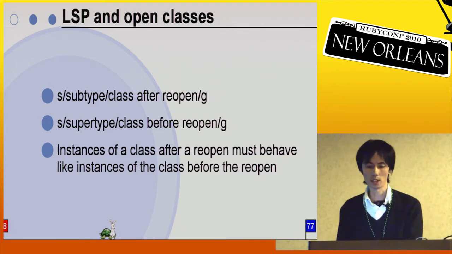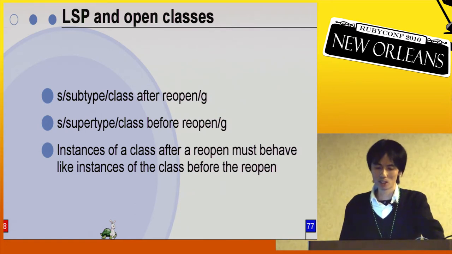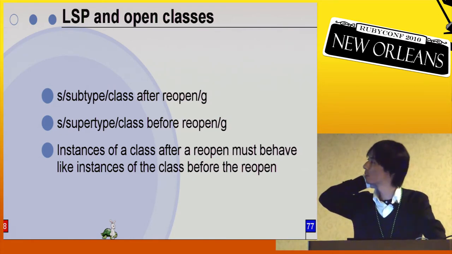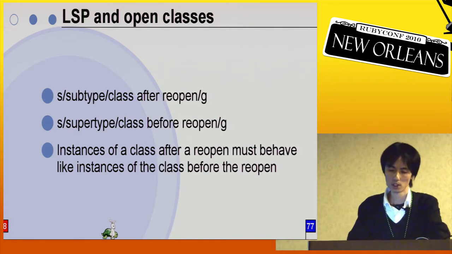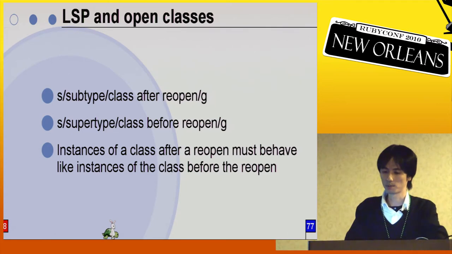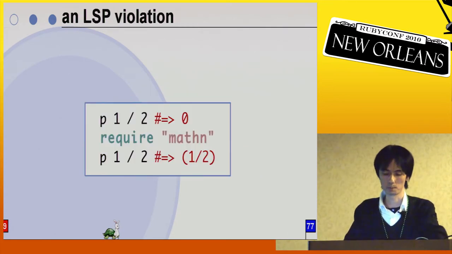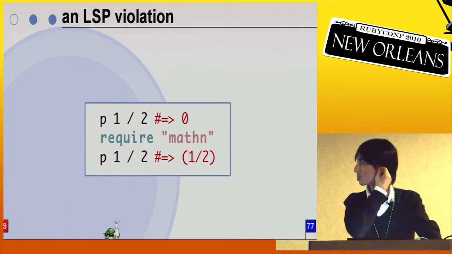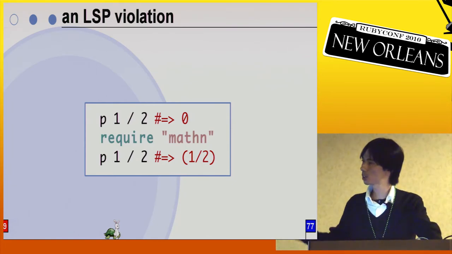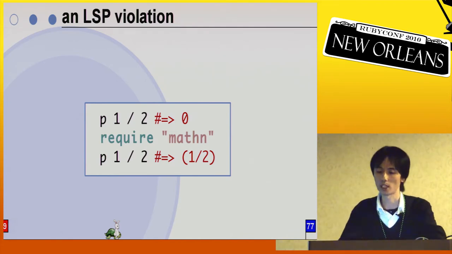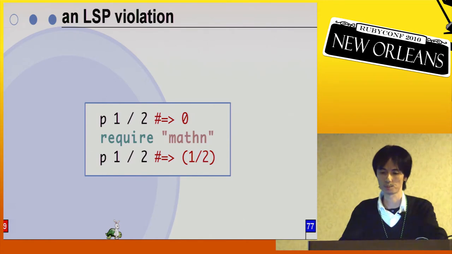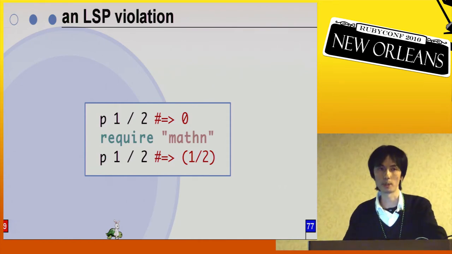Please remember LSP again. You can substitute a subtype where the supertype is expected. So an instance of a class after reopening must behave like an instance of the class before reopening. This is an example of LSP violation. In Ruby, slash means integer division, so it returns an integer. But if you require mathn, it returns rational numbers. They are not compatible, so if you require mathn, existing code will be broken.